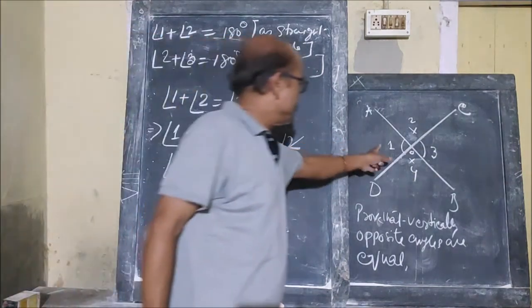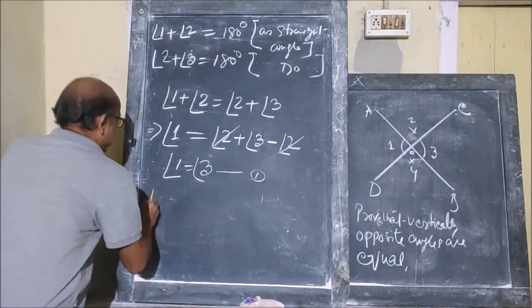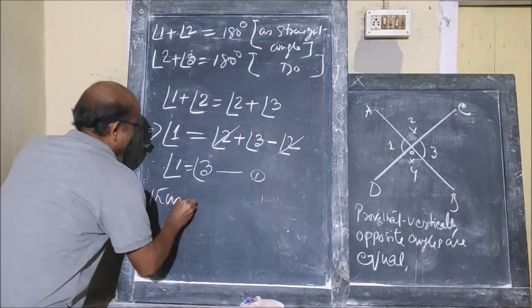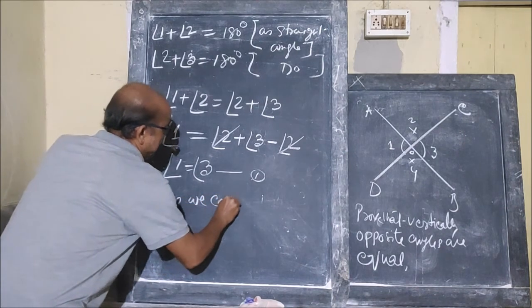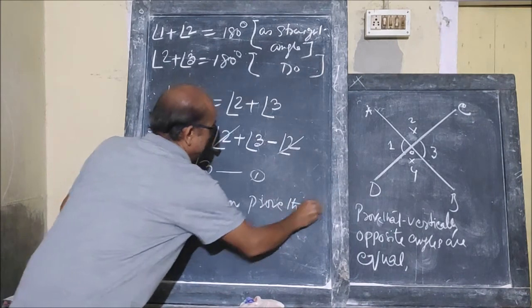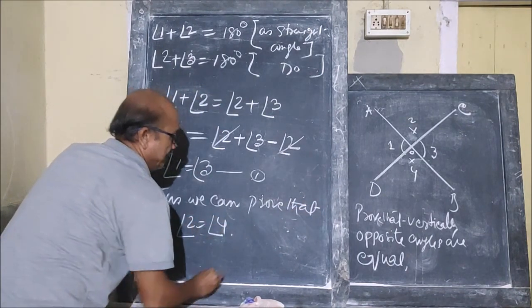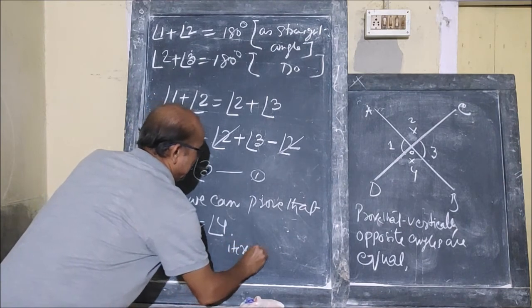That means 1 equal to 3. Thus we can prove that angle 2 equal to angle 4. Hence proved.